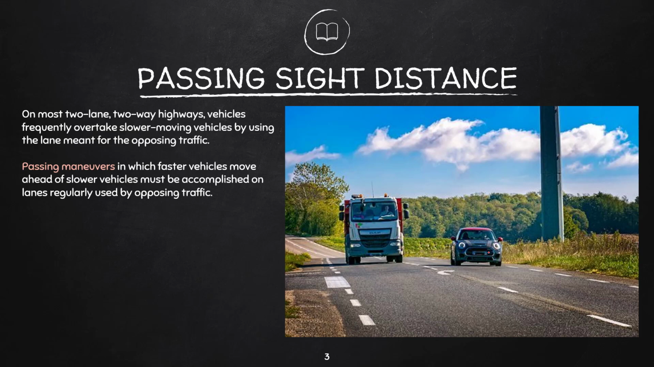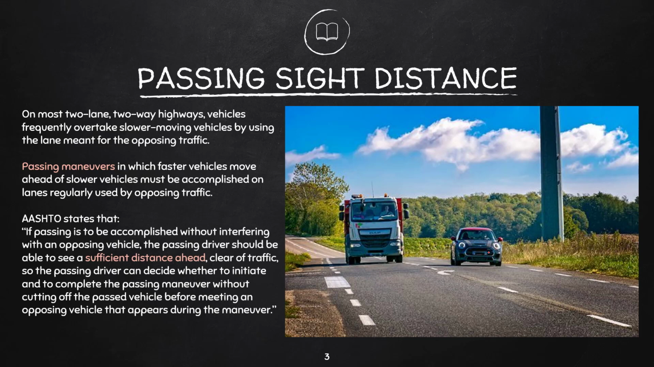Passing maneuvers in which faster vehicles move ahead of slower vehicles must be accomplished on lanes regularly used by opposing traffic. So we normally see this in some action movies that involve cars. AASHTO states that if passing is to be accomplished without interfering with an opposing vehicle, the passing driver should be able to see a sufficient distance ahead.